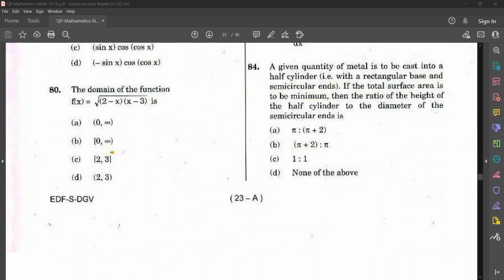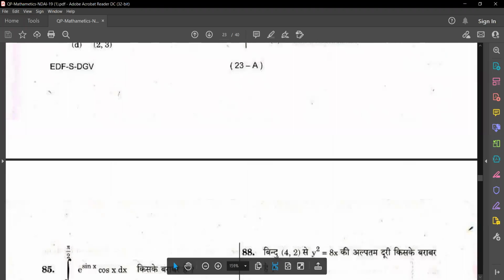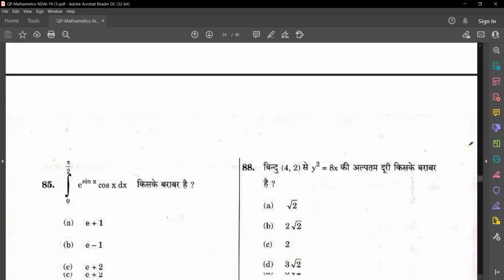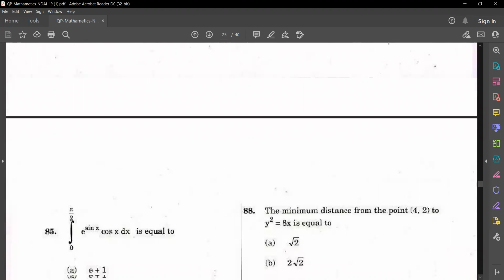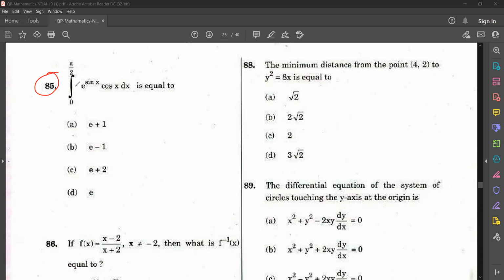Let's go to the next question. Question number 85. The integral from 0 to pi by 2 of e raised to sin x cos x dx is equal to. Well, if you try, that is an integration question.